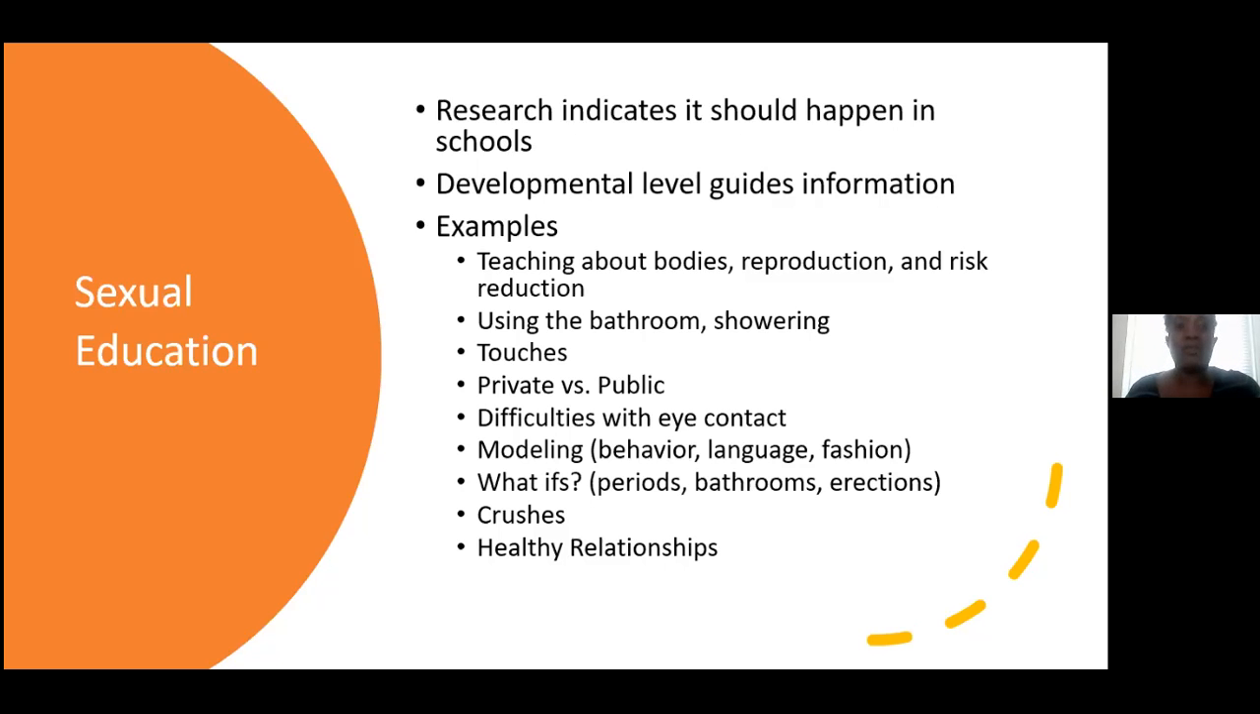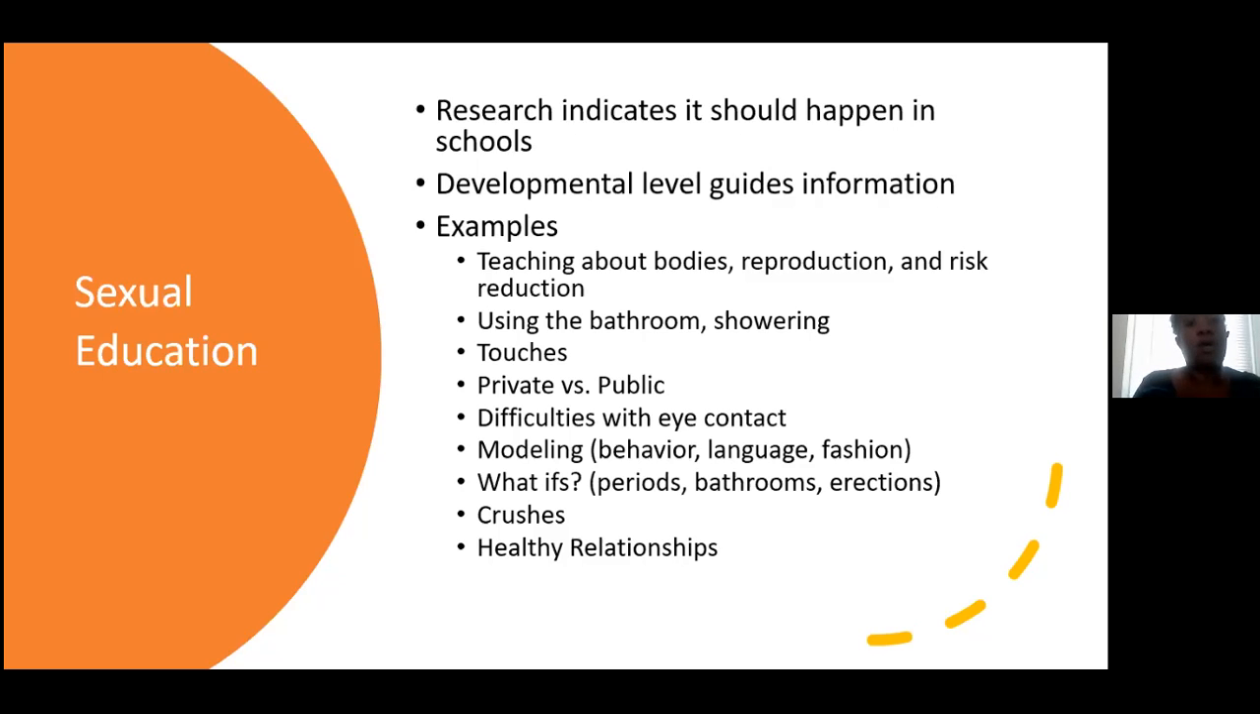So in terms of our advocacy, one of the things that we may see us needing to do is to actually add sexual education into the IEPs of some of the children that we're working with. And when people think about sexual education, again, we're dealing with children with a range of skills. And so we need to think about what does that look like? So for some kids, that'll be teaching about bodies, reproduction, and risk reduction. All of those things we could teach to all kids depending on where they are in their development.